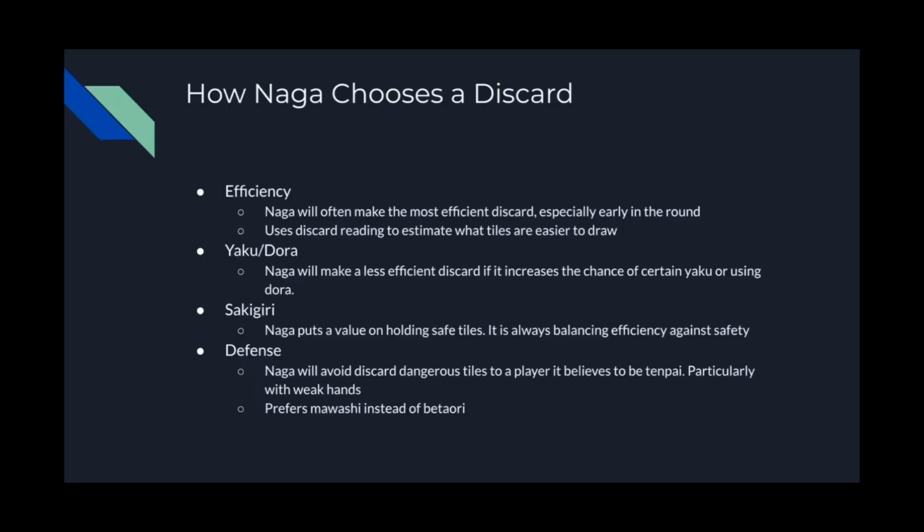These last two are defensive reasons why you wouldn't want to make an efficient discard. The first point I have here is Sakigiri. I think Naga and other AIs are very good at Sakigiri, in my opinion. Sakigiri just means making an inefficient discard to hold a safer tile. The classic example is you have a ryanmen pair, like 2, 3, 3-pin, and you're comparing the 3-pin in that shape to a west tile. Holding the 3-pin is going to be more efficient because you have the perfect iishanten or perfect tenpai, whatever. But it's going to be more dangerous later, whereas the west will be safer to discard later.